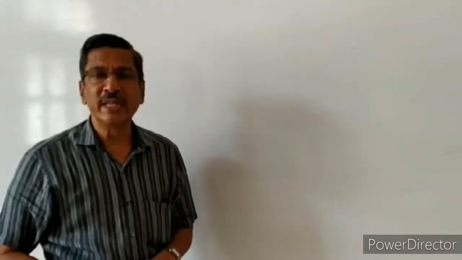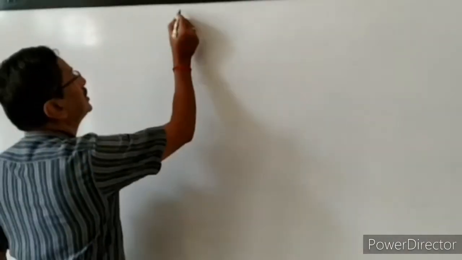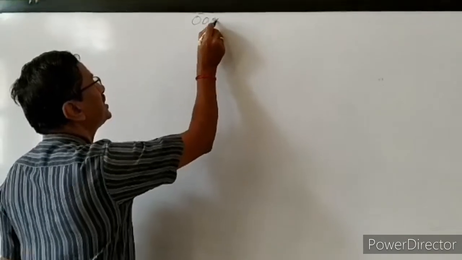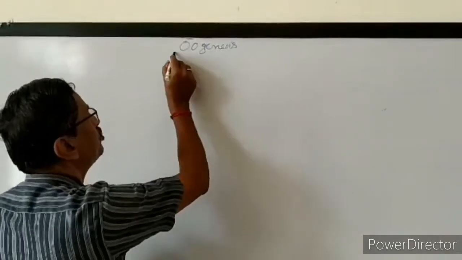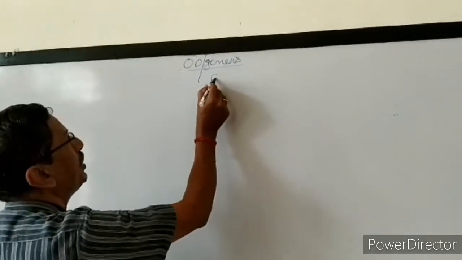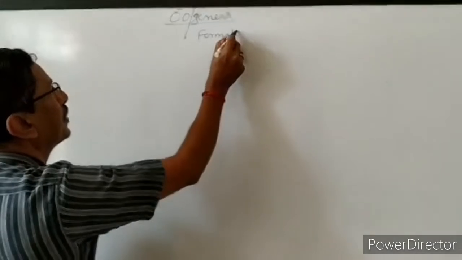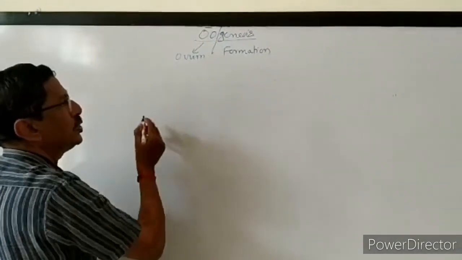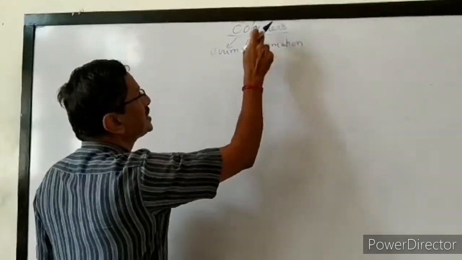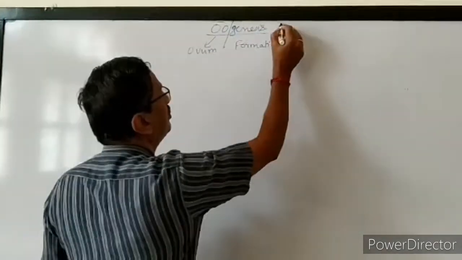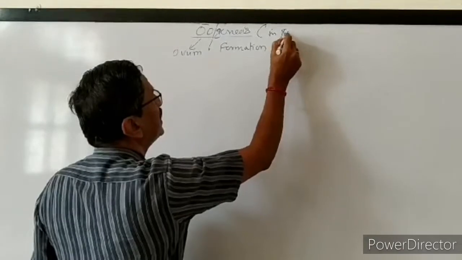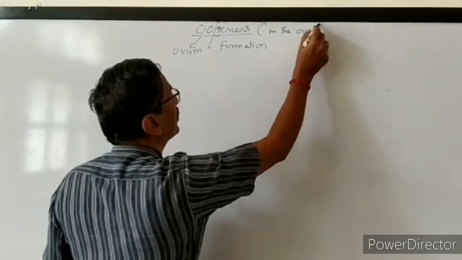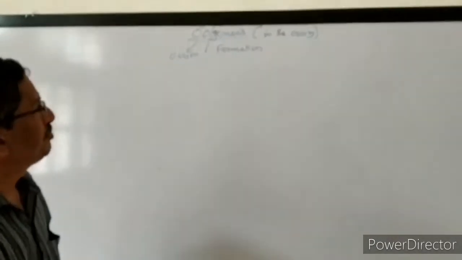Oogenesis, which is happening in the ovary. So the process of oogenesis. Even this term oogenesis we have studied in the introduction topic. Genesis means formation. Oo means ovum, singular. It is the process of formation of ovum which is taking place in the ovary.